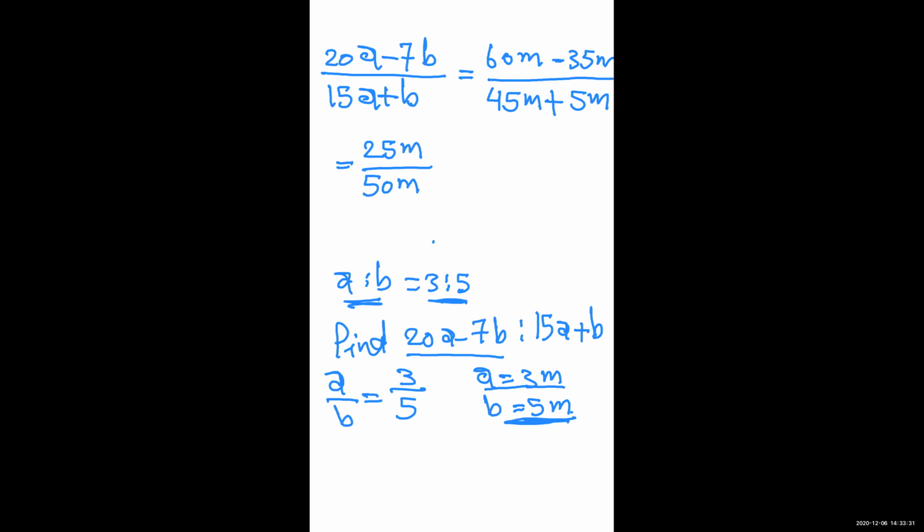Now guys, simply we can simplify these two terms. I will simplify M with M, and then it will equal 25 over 50. Now divide both terms by 25, so it will equal 1 over 2. So this one will equal 1 over 2.